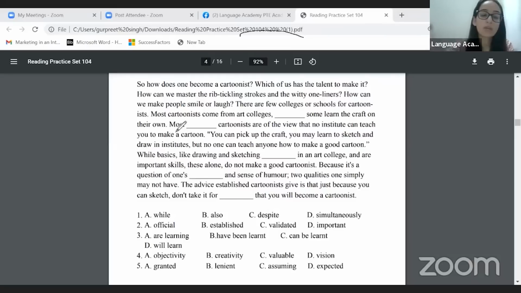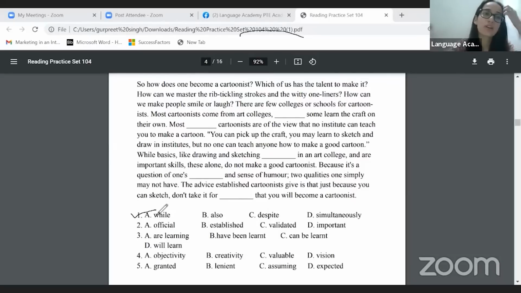So whenever we give two sides of the coin, then we always use while in between, that while some people learn from here, the others learn from there. That means we are dividing the 100% into two different categories. So that is when we use while, and almost all of you are correct in selecting that.